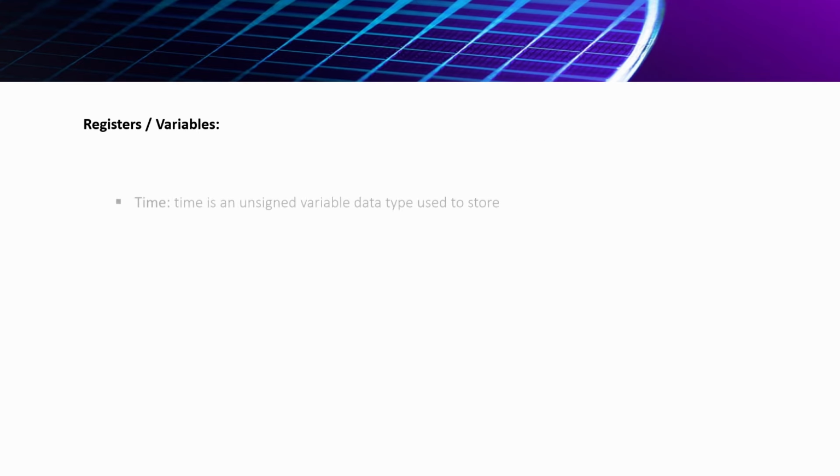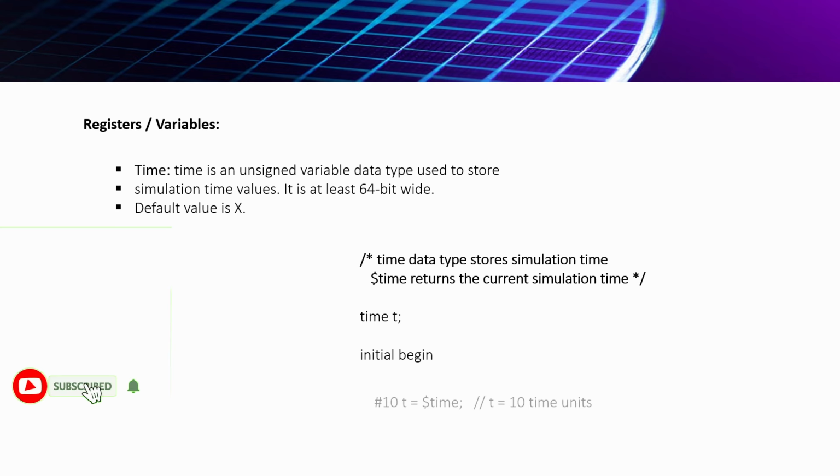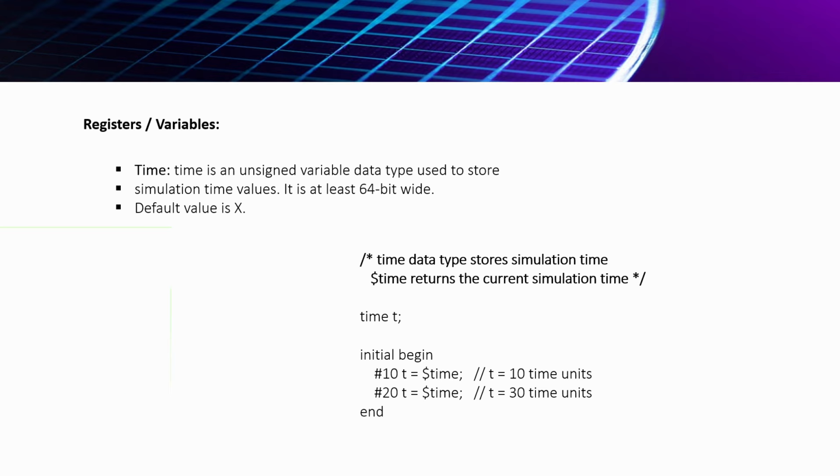A time data type is used to store simulation time values. It is an unsigned variable and it is sized at least 64 bits. The default value of a time variable is x. The $time system function returns the current simulation time. We often use time and $time in test benches to measure delays and analyze timing behavior.